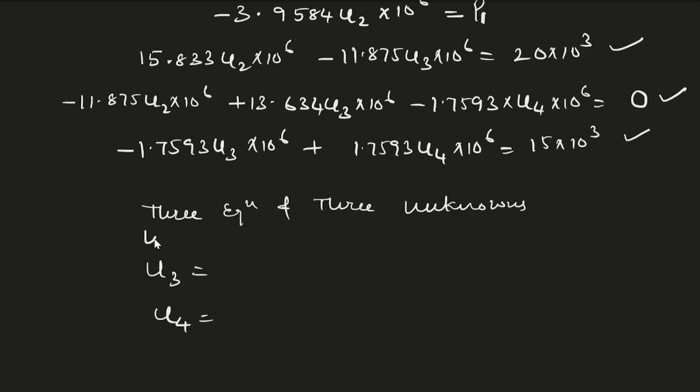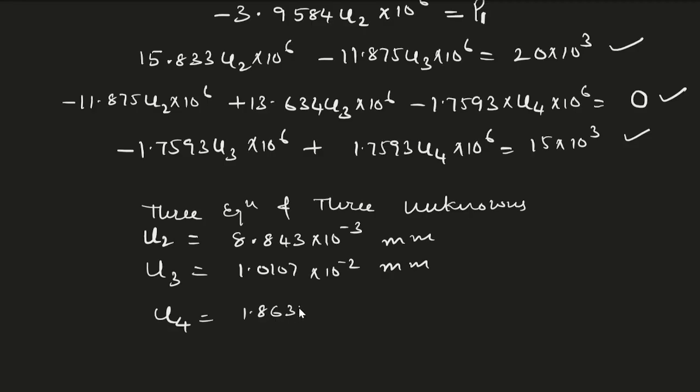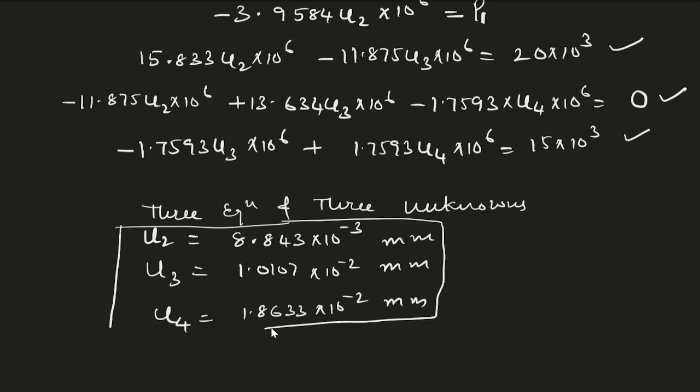u3, and again you will have u2 as well. So we have the values of u2, u3 and u4. If you put it in the calculator, we'll get u2 as 8.843 into 10 power minus 3 mm, and u3 is 1.0107 into 10 power minus 2 mm, because these are displacements, so the unit will be mm. The last one, u4, is 1.8633 into 10 power minus 2 mm. So these are the required nodal displacements of the given stepped bar.